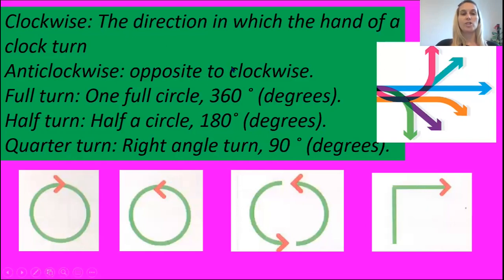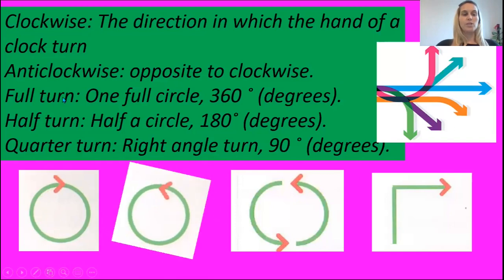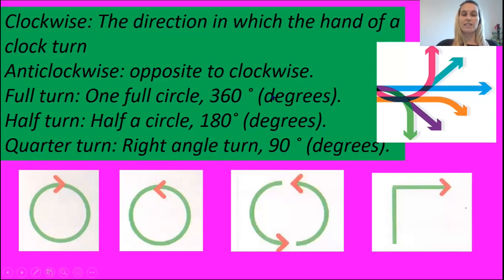Clockwise, the direction in which the hands of a clock turn. That was this picture here. Anti-clockwise, the opposite of clockwise. Full turn, that would mean one full circle or 360 degrees. Now grade 2, in maths, we call this little circle degrees. It is not degrees Celsius because that refers to temperature. This is talking about degrees in terms of movements, okay?